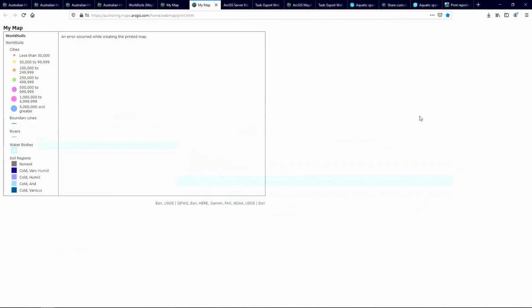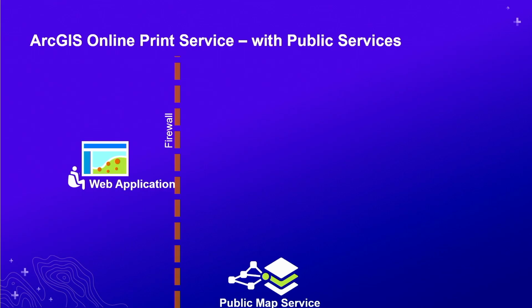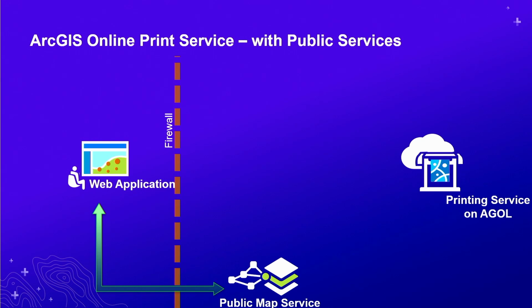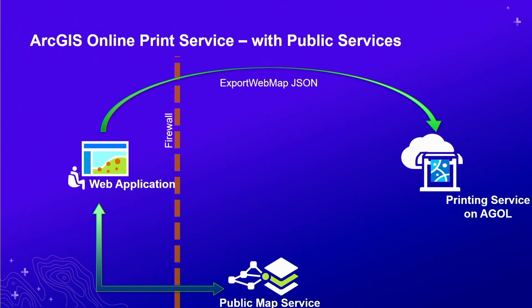Why did it fail? To do that, let me go back to my slide and show you how it works, right? So here is the case where I was working with my web application, and I was connected to my public map service, and then when I was ready, I actually submitted a task to that ArcGIS Online print service. The ArcGIS Online print service can access the public map service, including the base map, right?